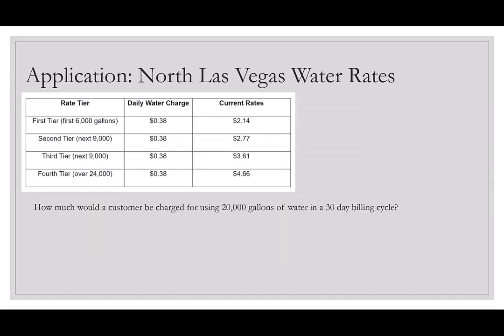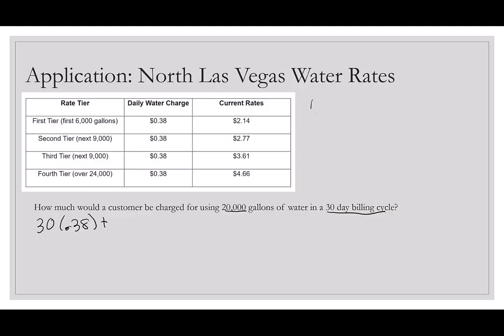So let's just try this. We won't do a limit. We'll just plug the number in just to get used to it, and then I'll do a limit in the next one. So I said, how much would a customer be charged for using 20,000 gallons of water in a 30-day billing cycle? So 2 things are going on. Every day that you have the daily water, you get charged 38 cents. So we know this 30-day billing cycle, that's the easy part, 30 times 0.38. The second part is 20,000. So 20,000, when I look at it, we have to break it up.